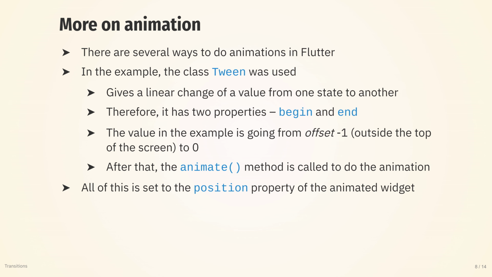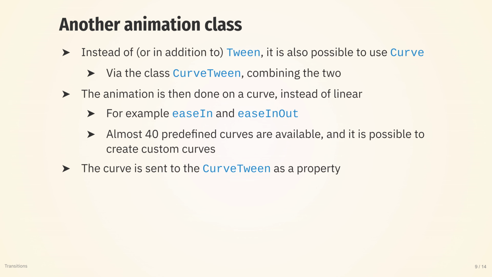This is basically what I said previously, so we can move on to the other animation class, which is curve, and we'll work these two together either by using a curve tween or by chaining them together. And with a curve, we can define an animation on a path, for example, and how fast it will go on entering and exiting.